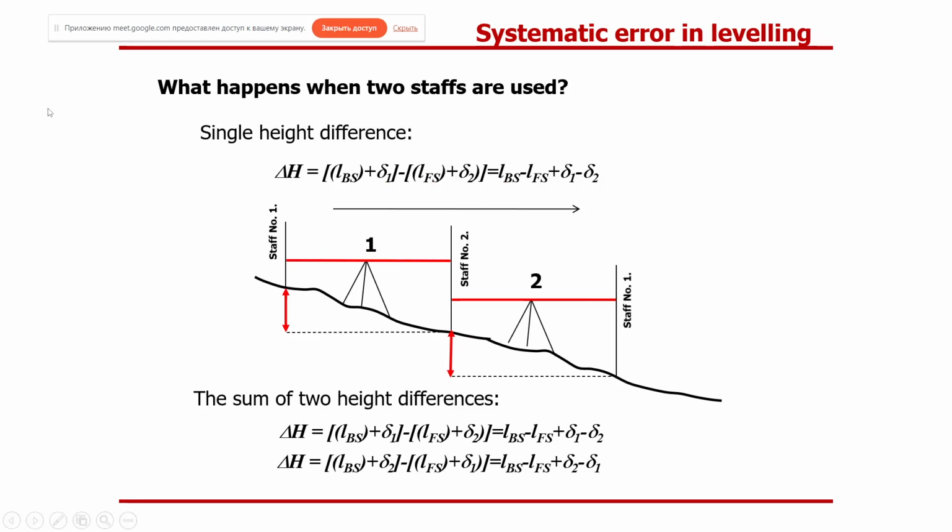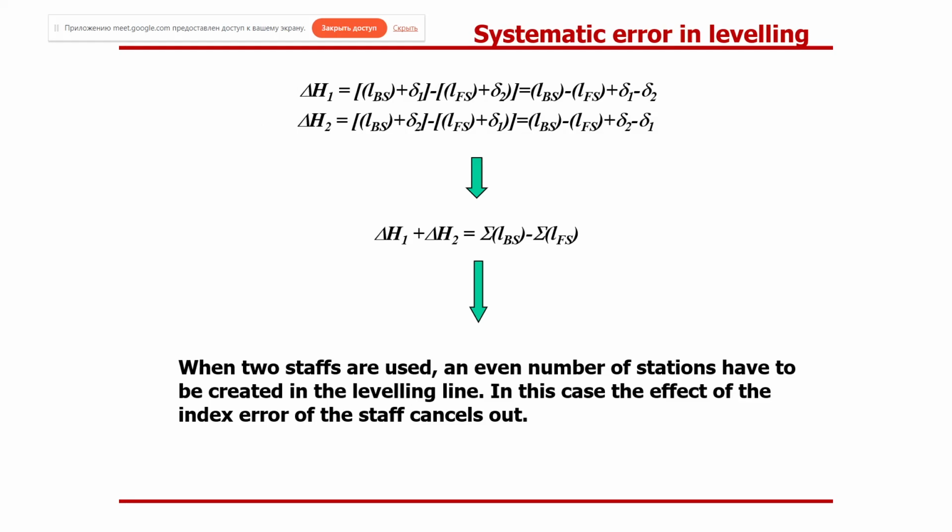Single height difference here. The sum of two height differences is here. And then the systematic error occurs. When two staffs are used, an even number of stations have to be created in the leveling line. In this case, the effect of index error of the staff cancels out. You understand even number. The number of stations should be 2, 4, 6, 8, 10, etc.